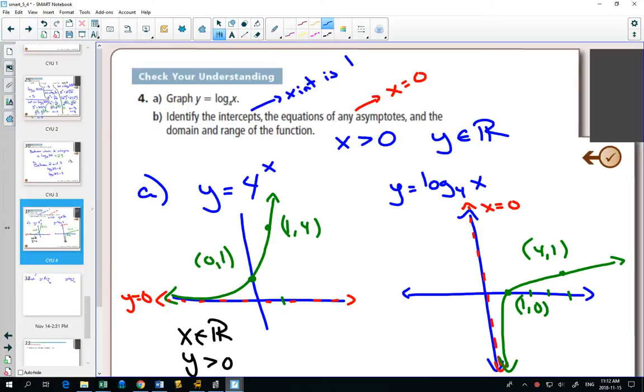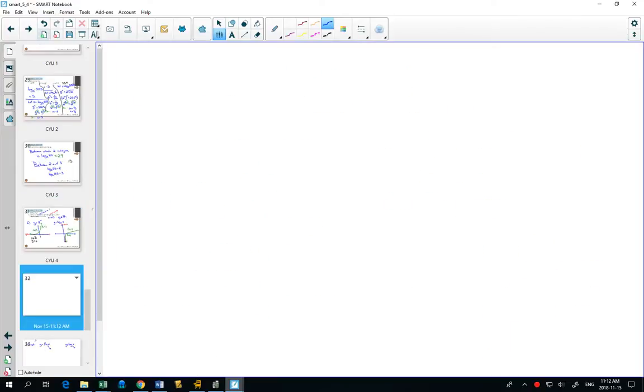Do you still have space at the bottom of page 378? Okay, so at the bottom of page 378, we are going to graph this. That is an L.